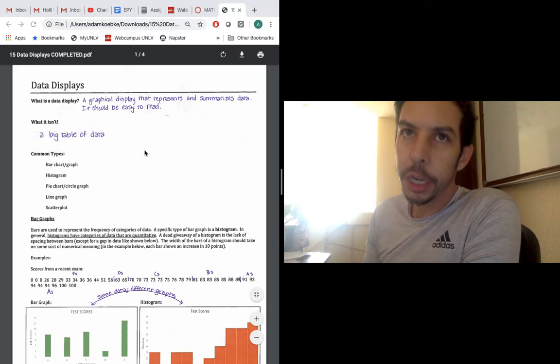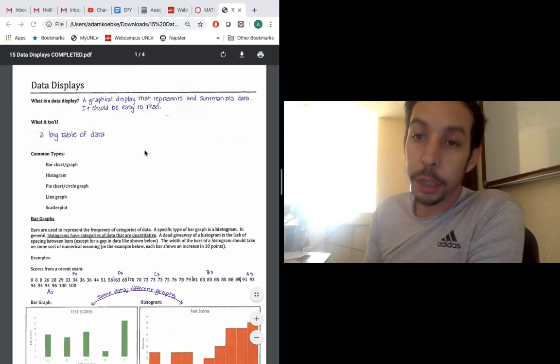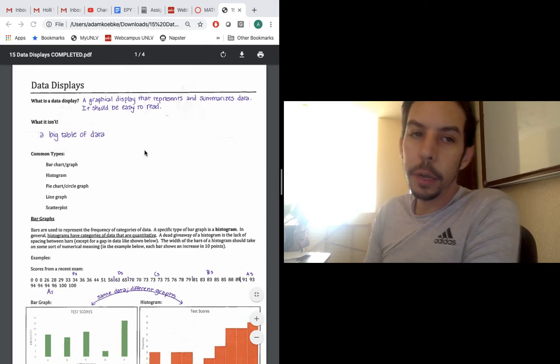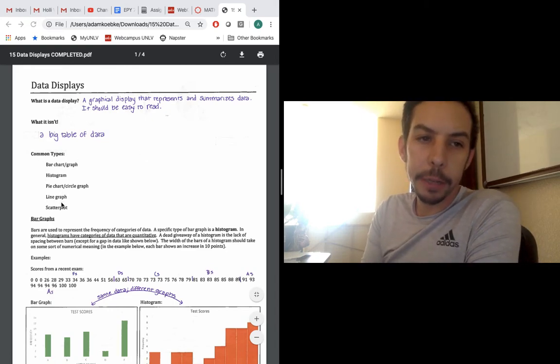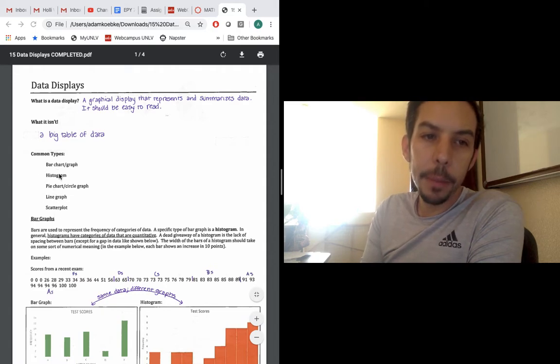If you have a spreadsheet with lots of information on it, there are certainly ways that you can grab that data and show it in different pictures to convey certain ideas to people. Depending on the kind of data that you're using, you may want to use one of the following types of displays. We have 5 of them that we're going to look at today: the bar chart, the histogram, the pie chart, the line graph, and the scatter plot.